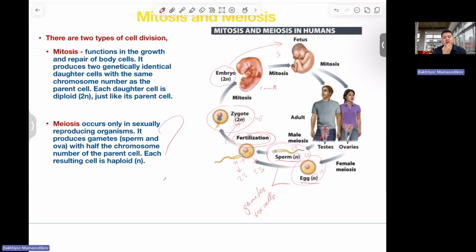In vitro fertilization, which we call ECO in Russian, or IVF in English. In IVF, the mature eggs, which are haploid, resulting from meiosis, are collected from the ovaries.